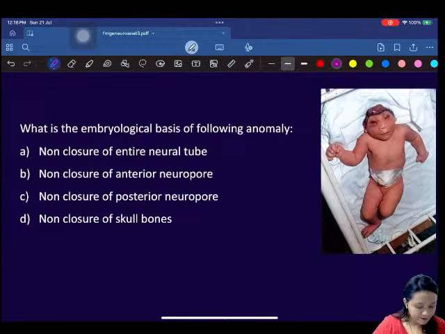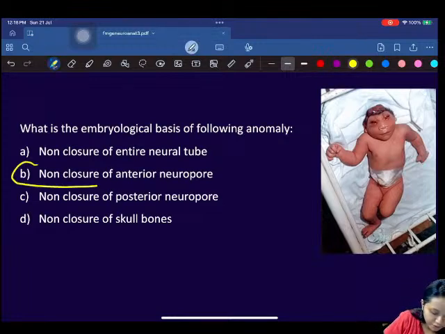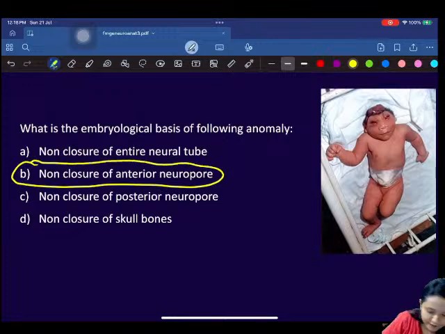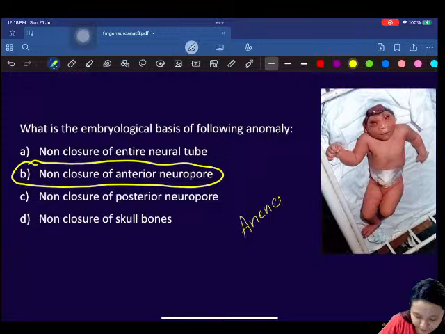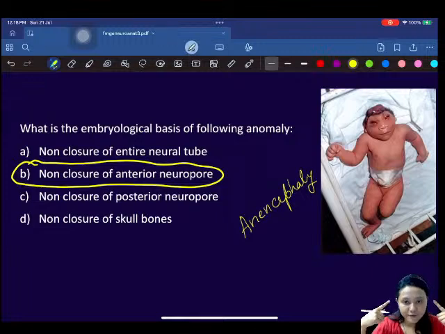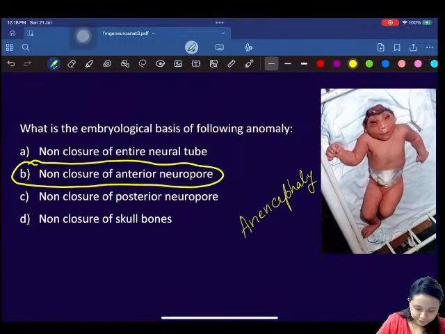Yes, you are right. It is non-closure of your anterior neuropore. And what is this anomaly? This anomaly is anencephaly. Okay. This condition is anencephaly, and we know that A for anencephaly, A for anterior neuropore. Always try to remember A for anencephaly, A for anterior neuropore. So this is the correct answer.